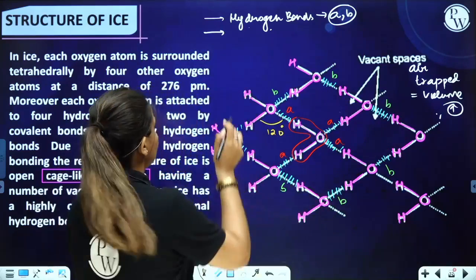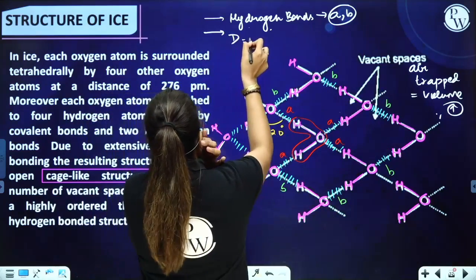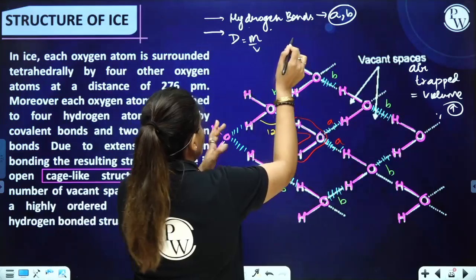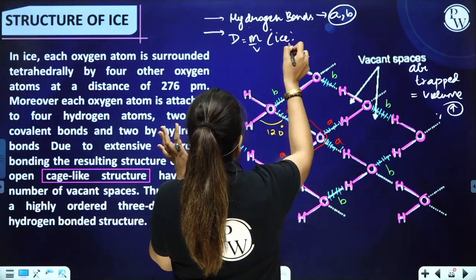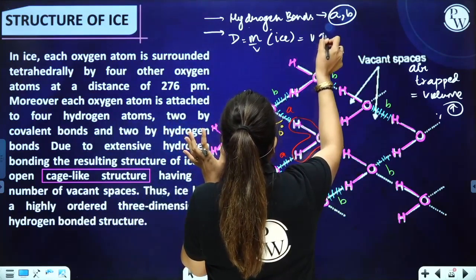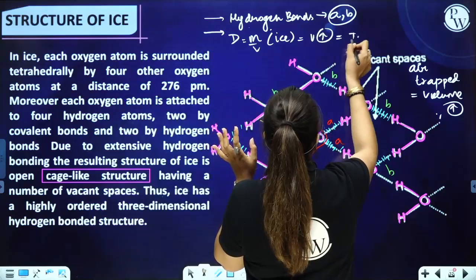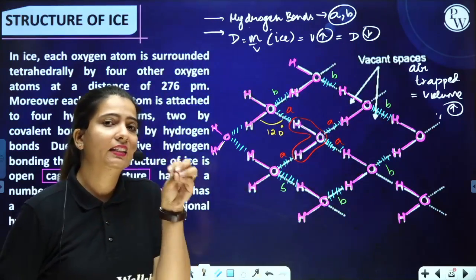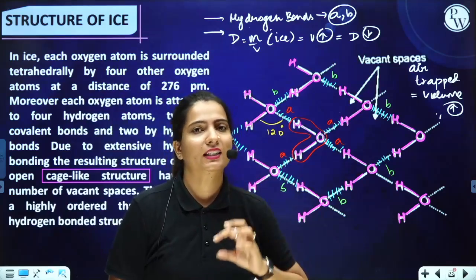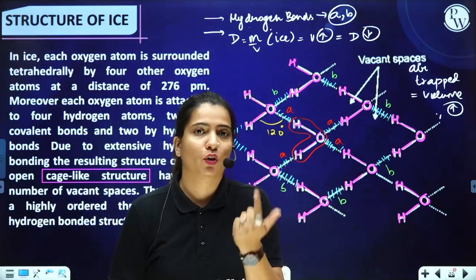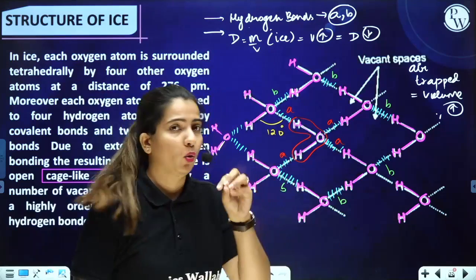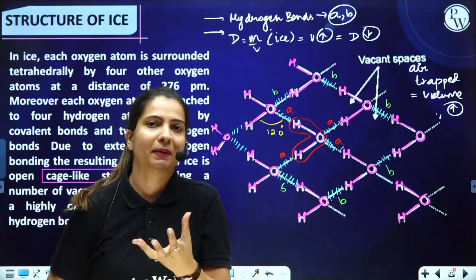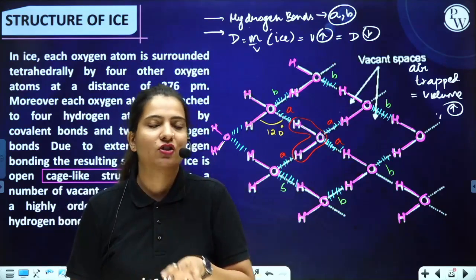Okay. Now density is equal to what? Mass upon volume. So in the case of ice, because of its cage-like structure, if volume is increasing, density will decrease. That's why the density of water is more than the density of ice, because the volume of ice is high: it has open, vacant spaces, and the air is trapped in them.